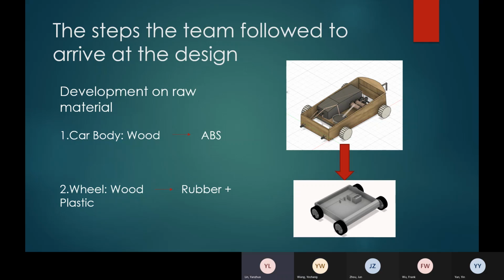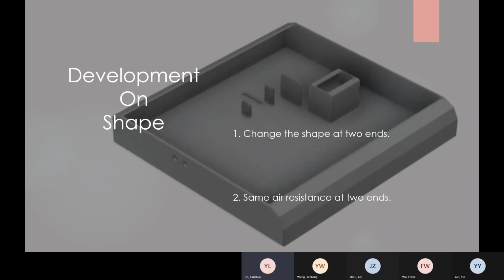Okay, so we firstly decided to change the material of the car body and the wheels. In the first week, they were made of wood. Considering the wooden car body and wheels are difficult to purchase or process, we chose to make the body with ABS material, while the wheels are composed of rubber and plastic. At the same time, we changed the shape of the car. The most obvious changes are at the two ends of the car. Because of the way we operate, the shape of the front and rear end needs to be basically the same to make sure that the forward and backward air resistance is basically the same, so as to reduce error. So now I will pass it to the next person.